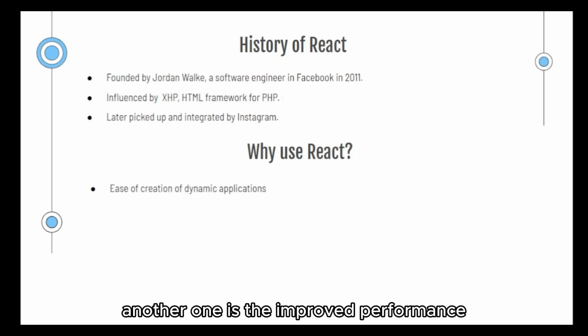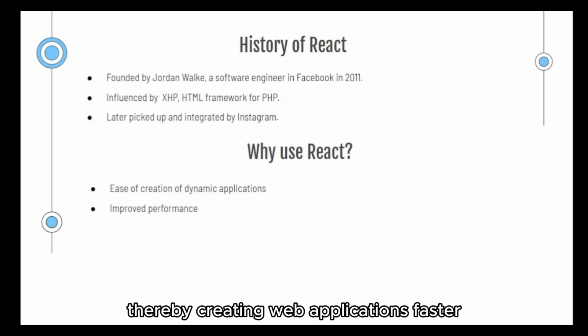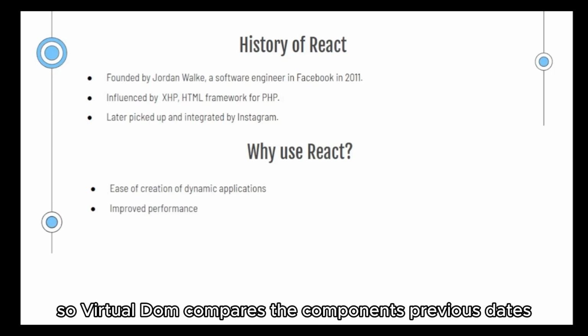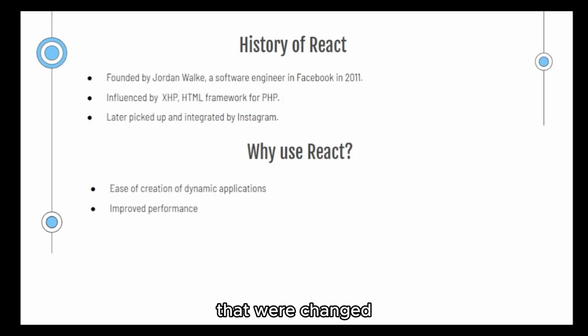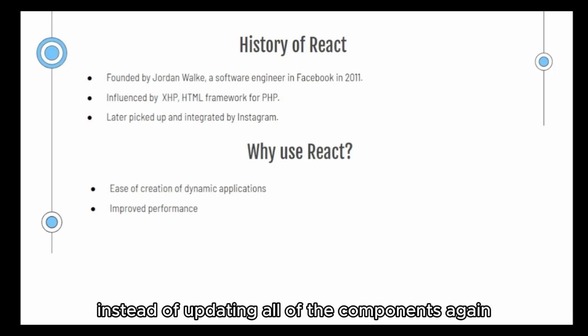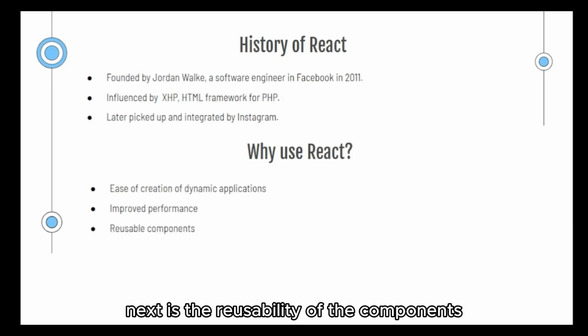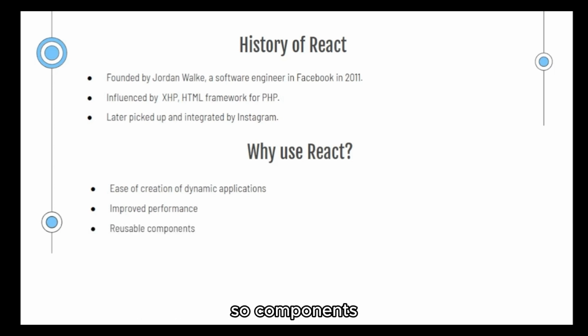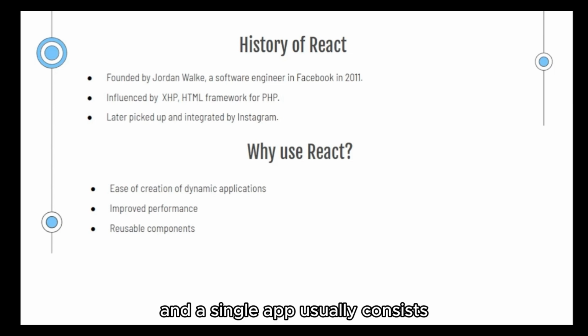Another one is the improved performance. React uses a virtual DOM, thereby creating web applications faster. The virtual DOM compares the component's previous states and updates only the items in the real DOM that were changed, instead of updating all of the components again, as conventional web applications do. Next is the reusability of the components. Components, again, are the building blocks of any React application, and a single app usually consists of multiple components.